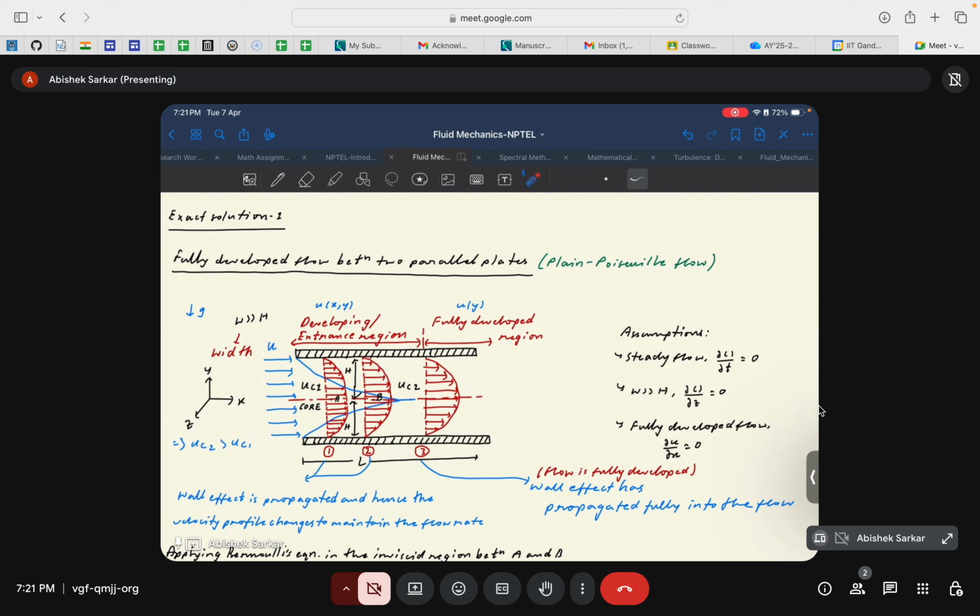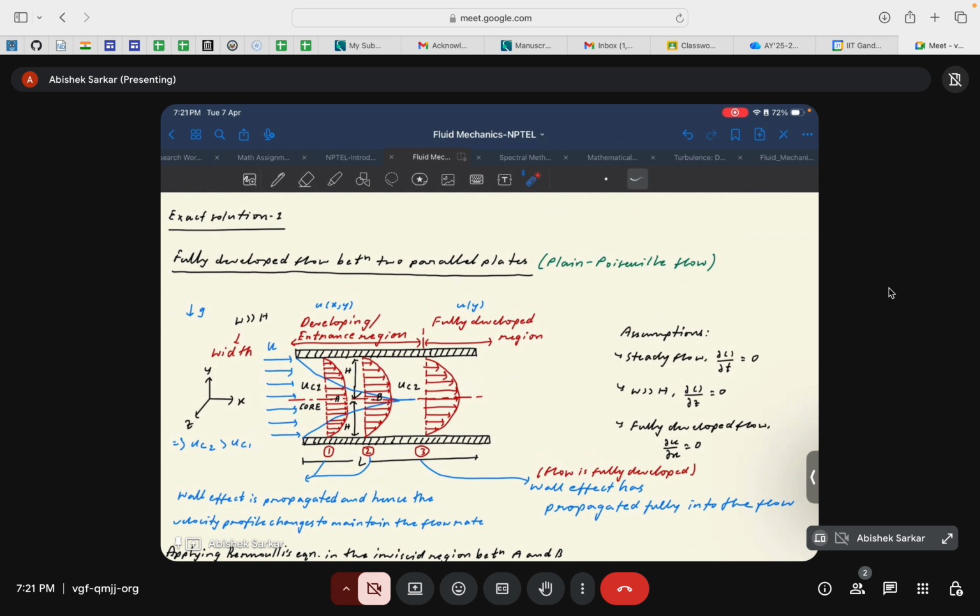So don't skip the assumptions. Assumptions are not something that you write as an ornament, but something inherent or integral to your solution, okay? So that's why let us look into the assumptions. The first assumption is that the flow is steady, so any time derivative in the equation will be equal to 0. You will see how the equation gets simplified because of these assumptions.